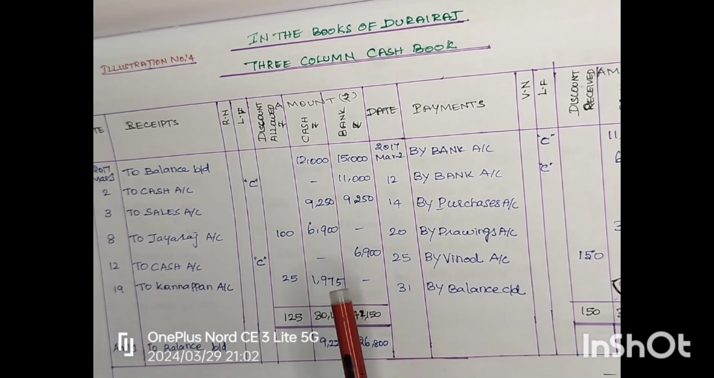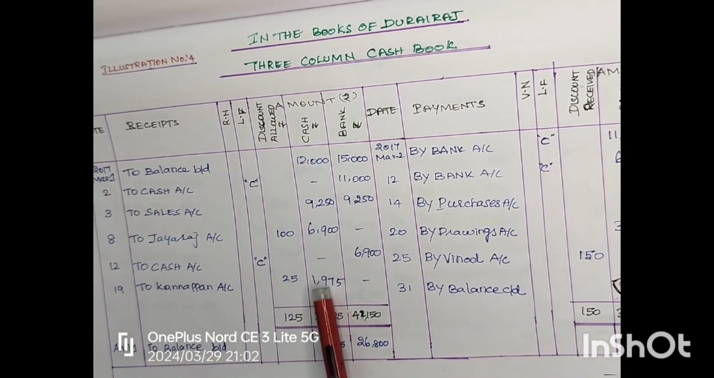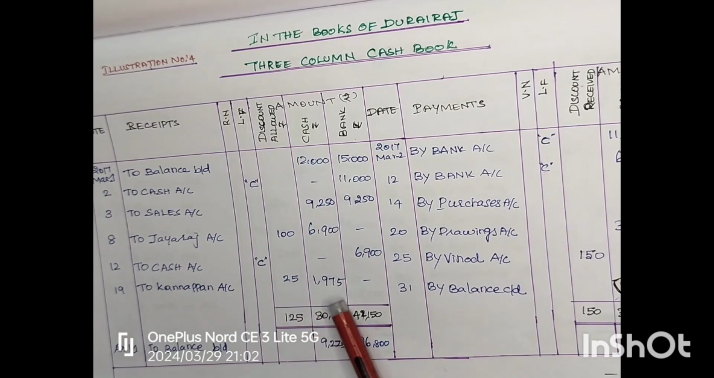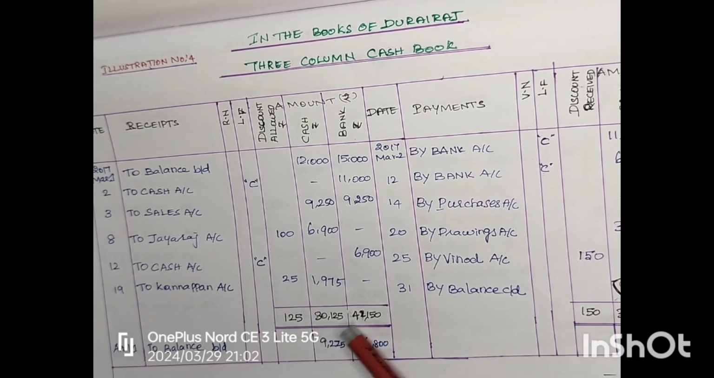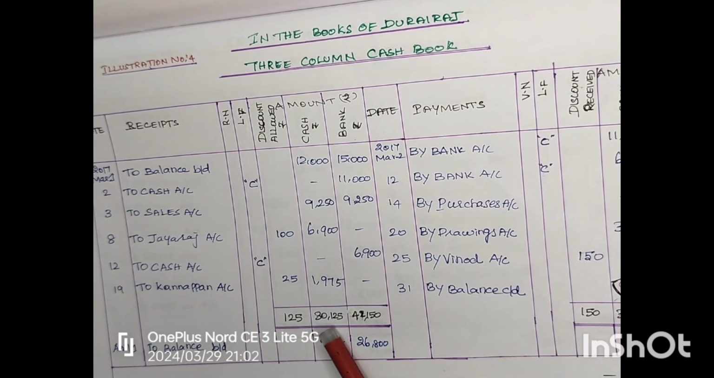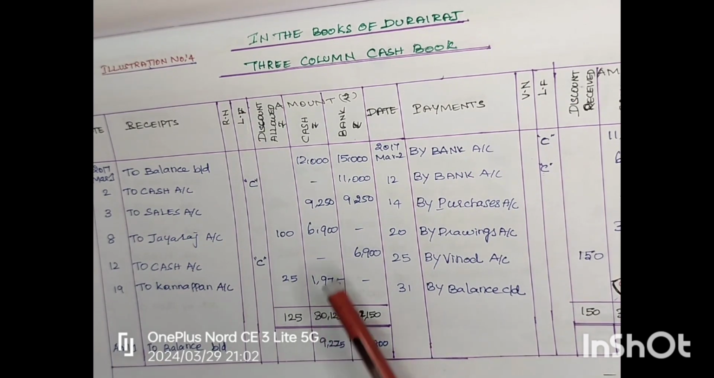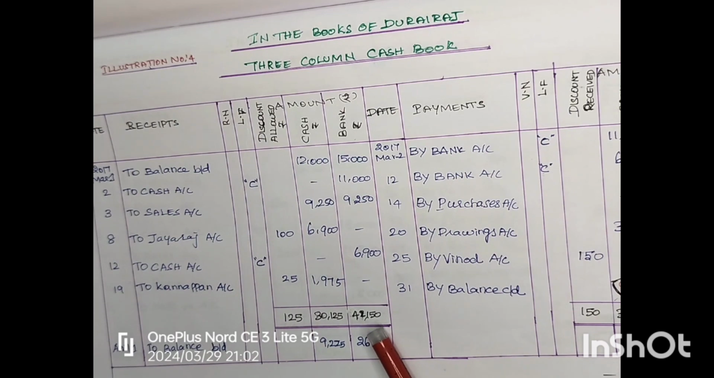So here in illustration number 4, the cash and bank columns both have the higher value on the debit side. So that higher value we total on both sides. So the cash values have 30,125, we total on both sides, and the bank balance also has the debit balance with the higher value. So we total 42,150 on both sides.